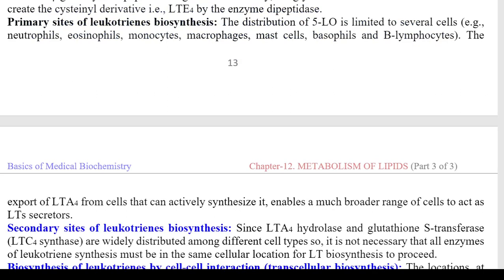Primary sites of leukotrienes biosynthesis. The distribution of 5-LO is limited to several cells, example neutrophils, eosinophils, monocytes, macrophages, mast cells, basophils, and B lymphocytes. The export of LTA4 from cells that can actively synthesize it enables a much broader range of cells to act as LT secretors. Secondary sites of leukotrienes biosynthesis. Since LTA4 hydrolase and glutathione S-transferase, LTC4 synthase, are widely distributed among different cell types, it is not necessary that all enzymes of leukotriene synthesis must be in the same cellular location for LT biosynthesis to proceed.